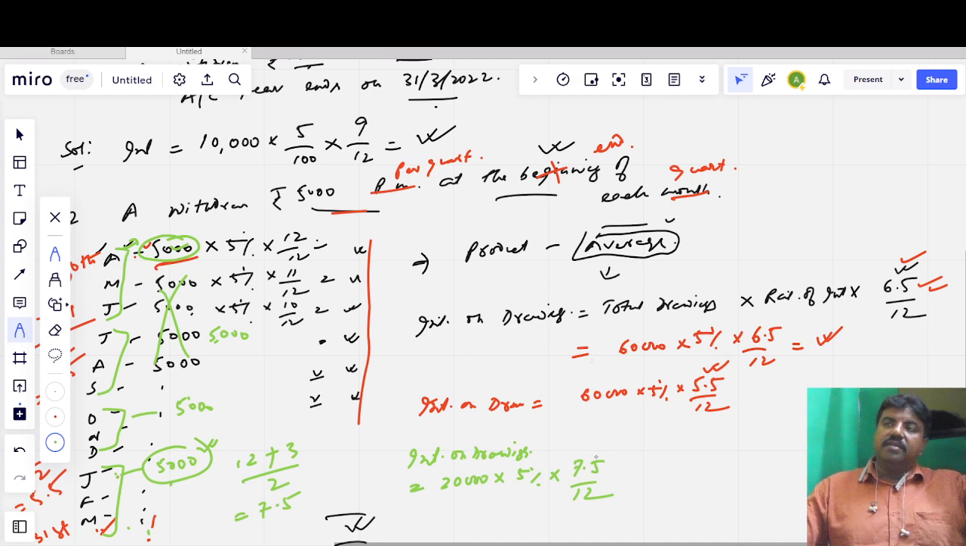So this way, at the beginning of each month, at the end of each month, at the beginning of each quarter, at the end of each quarter, wherever the drawing pattern is a certain amount at a certain gap, you can always take help of the average method. Or else, in the simple method, you can calculate for other types of drawing patterns. Now you have to practice sums from the books, then this part will be very easy for you. Thank you.